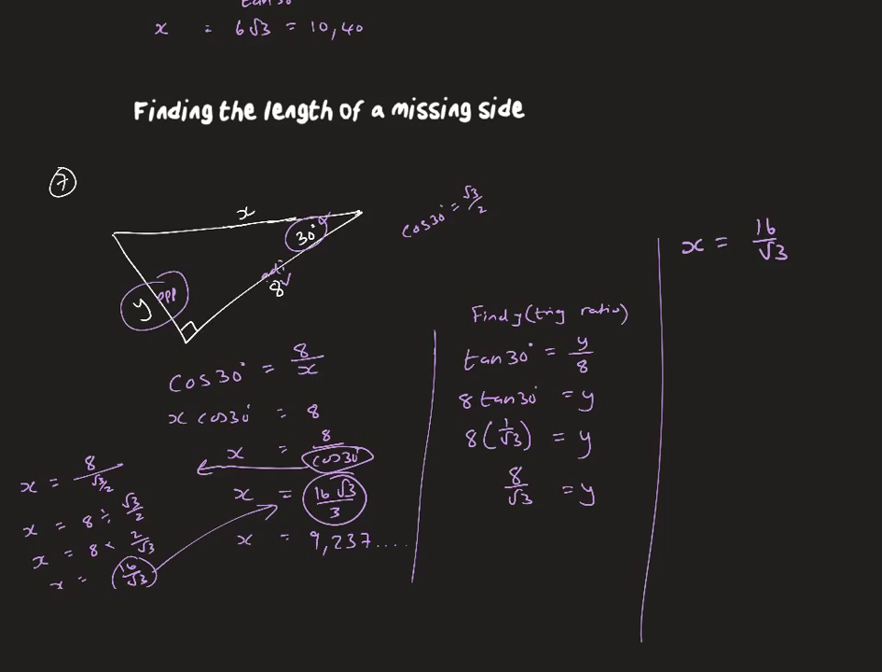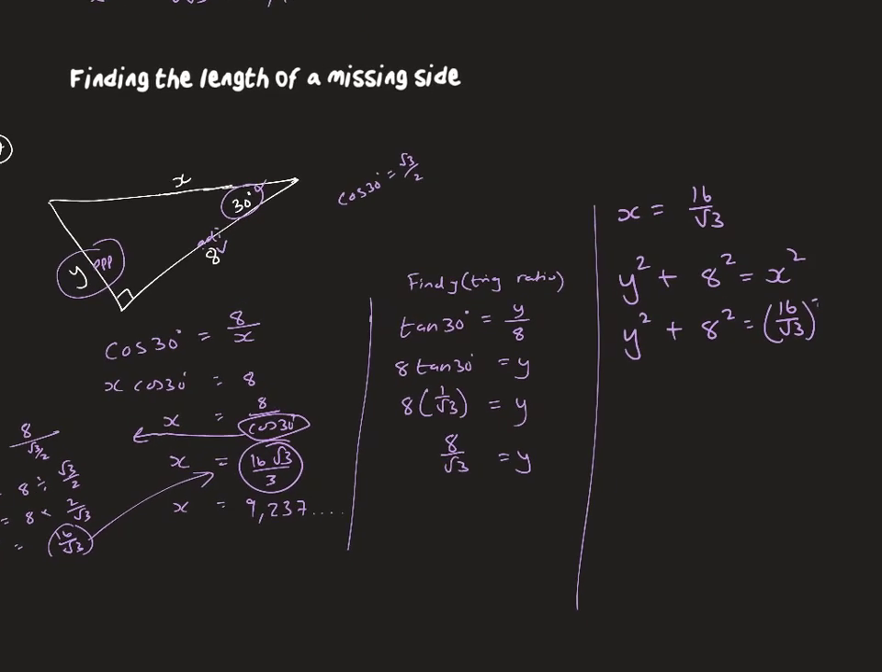So what we've got is the sum of the squares of the two short sides of a triangle is equal to the hypotenuse squared. In other words, y squared plus 8 squared is equal to x squared. y squared, that's what we want to find, plus 8 squared is equal to (16 over root 3) squared. So 8 squared is equal to 64.